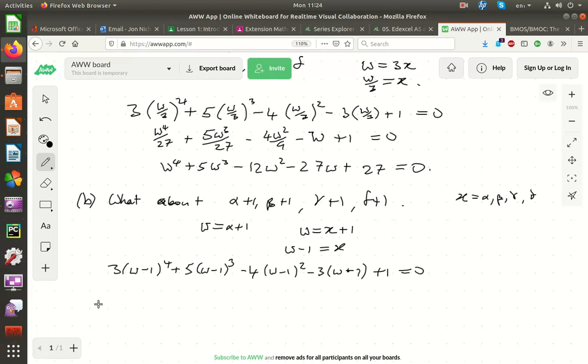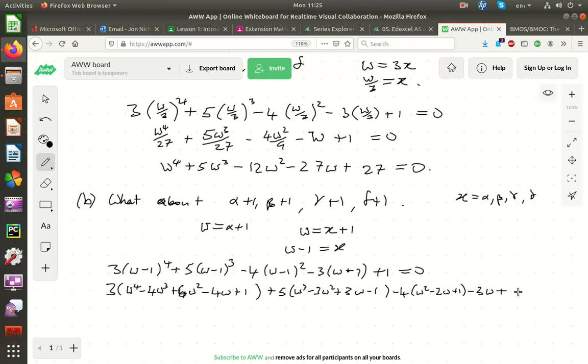Obviously, in any of these questions, be careful. It's really easy to make an arithmetic error. I'm going to use quick binomial theorem in my head. So w to the 4 minus 4w cubed plus 4w squared, no, 6w squared, minus 4w plus 1, plus 5 times w cubed minus 3w squared plus 3w minus 1, minus 4 times w squared minus 2w plus 1, minus 3w plus 3 plus 1. So let's make that plus 4 equals 0.